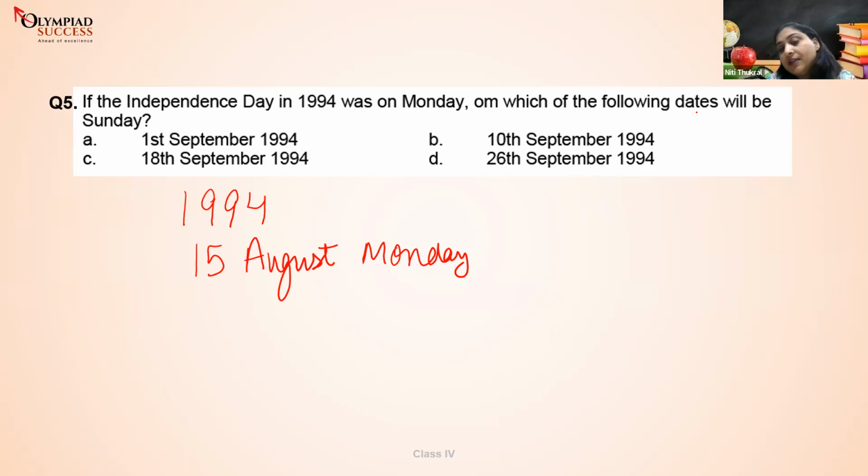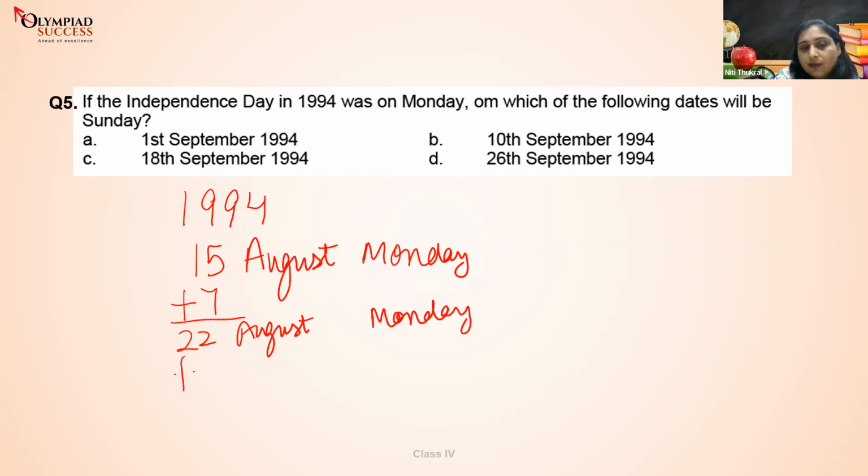See, after every 7 days, the same day will be repeated. So when you will add 7, you will get 22 August. And on 22 August, again, there will be Monday. Okay, then you will add again 7, then it is 29 August. Then on 29 August, again, it's a Monday. So now, when you will add again 7 days, now which day will come?